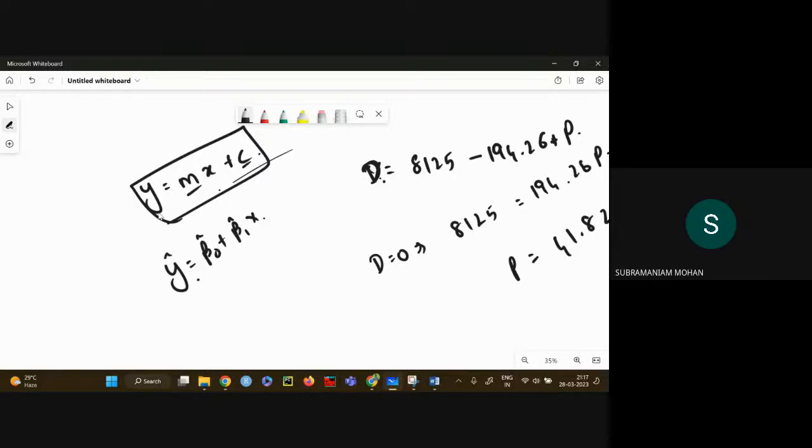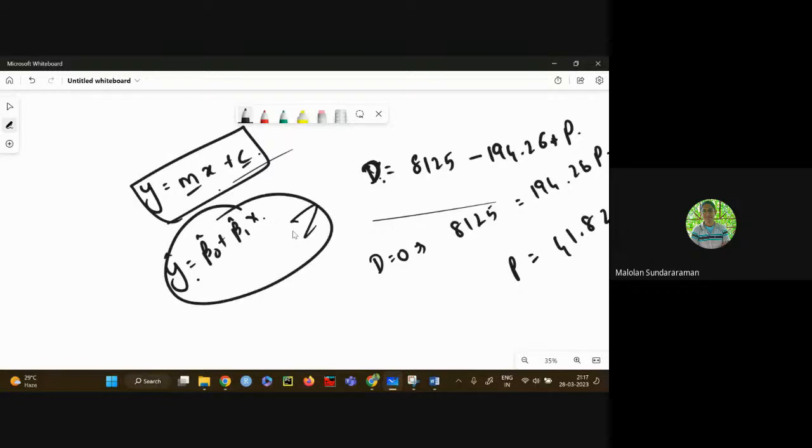Oh, without Excel, how do we fit the regression curve? No, I'm not asking you to fit this model. I'm asking you to fit a straight line equation. This you can fit now.